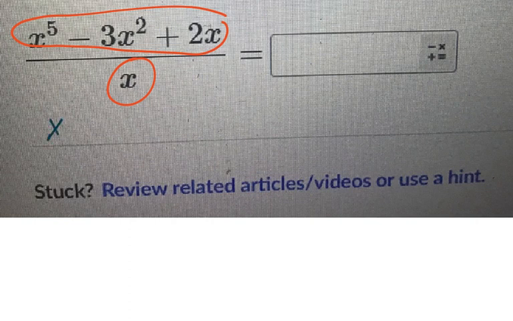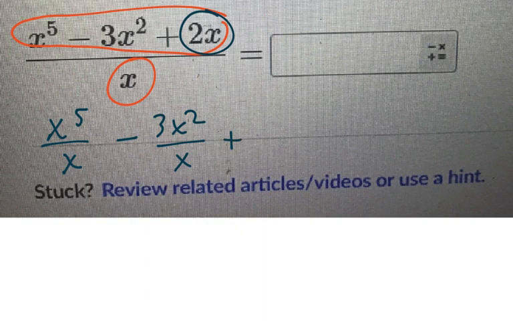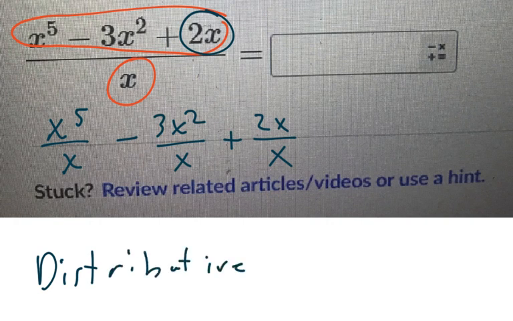How about we take each part and divide by x? See what I'm doing here? I'm taking each part and I'm dividing by x. We call this the distributive property. Normally we use it with multiplication, but you can use the distributive property with division. Distributive property, that's the S there.